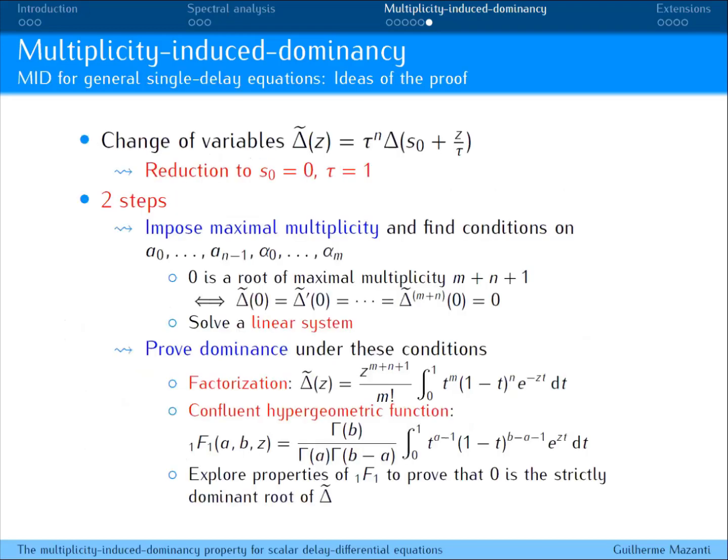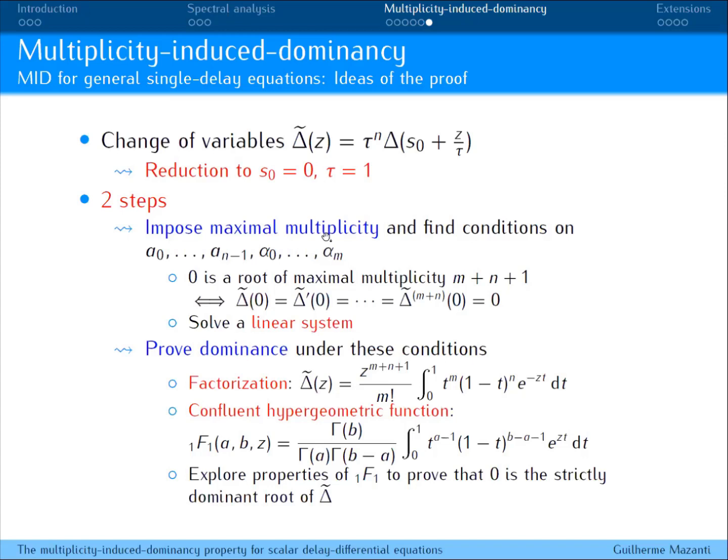Okay, so let me give you some ideas of the proof of that result. We want to show two things. We want to show that we have roots of maximal multiplicity under some conditions, and that this root of maximal multiplicity is dominant. So the first thing we can do is just perform a change of variables that corresponds to a translation and a scaling factor in the complex plane that says that in the end, it's sufficient to consider the case where I want to place a root of maximal multiplicity at 0 and the delay is equal to 1.